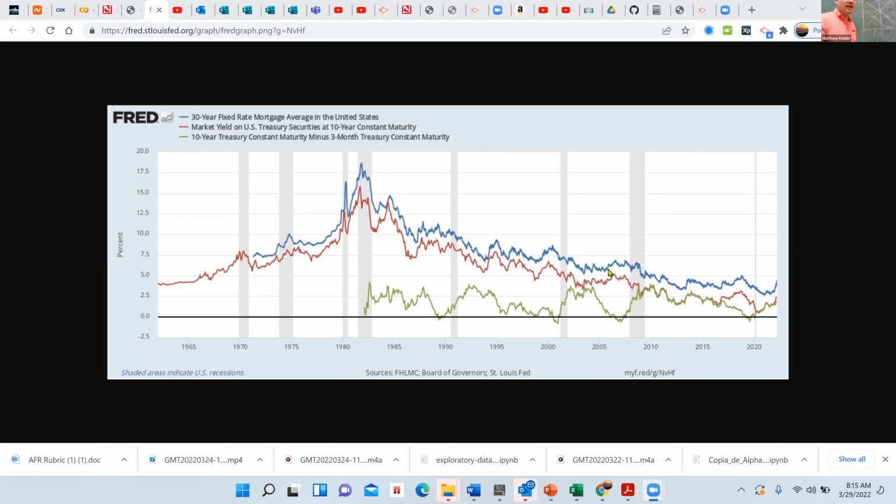And so if you think that interest rates are going to fall in the future, then the rates on those 10-year bonds fall below the 3-month. The short-term rates end up being higher than the long-term rates. Make sense? Yeah? That makes sense? All right.